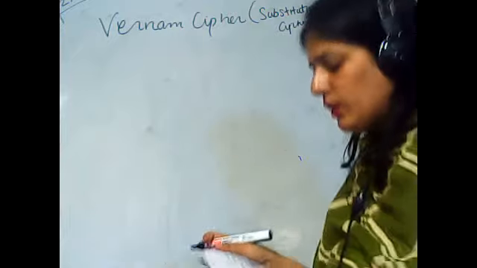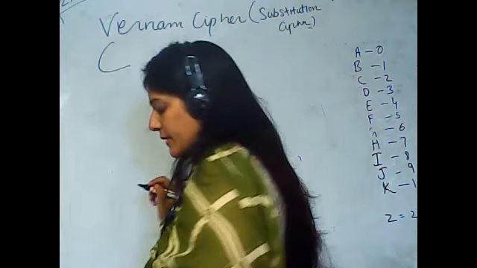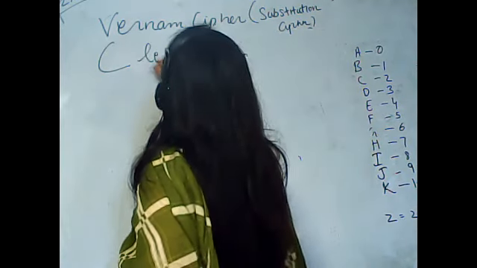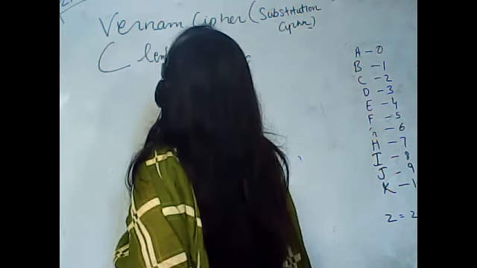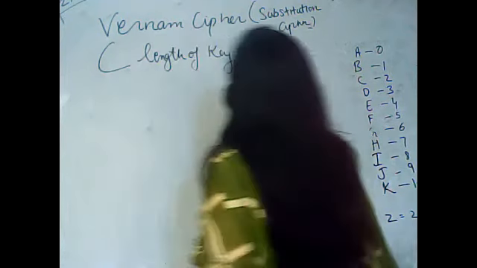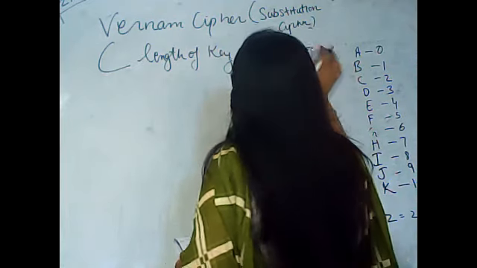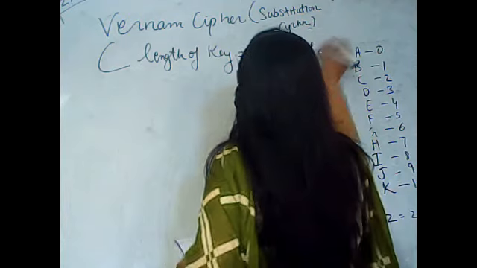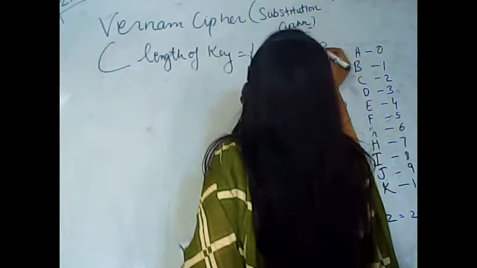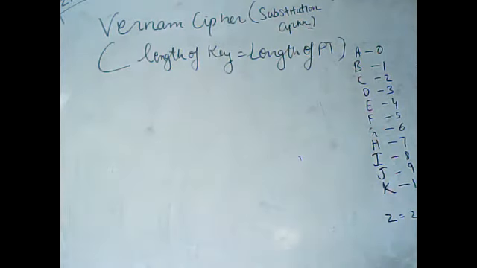so the main thing that you must remember in the case of a Vernam Cipher is that the length of the key should be equal to the length of the plain text. This is the rule, or you can say this is the main prior condition that you require. The length of the key should be equal to the length of the plain text. Keep that in mind, then only you can perform this Vernam Cipher.